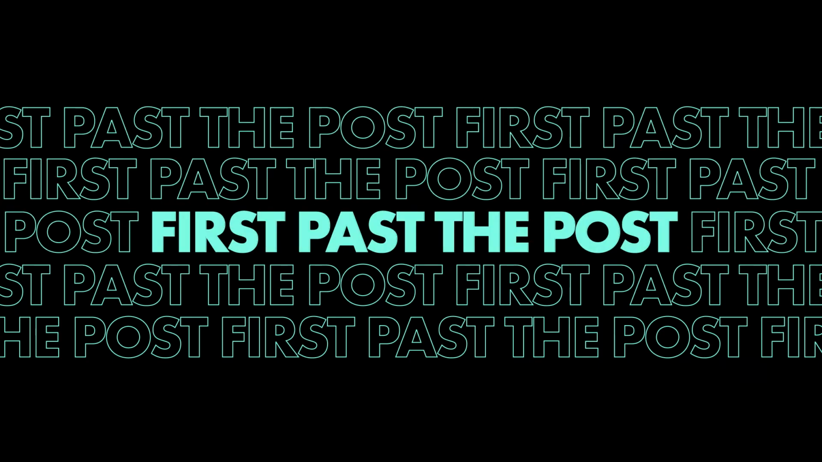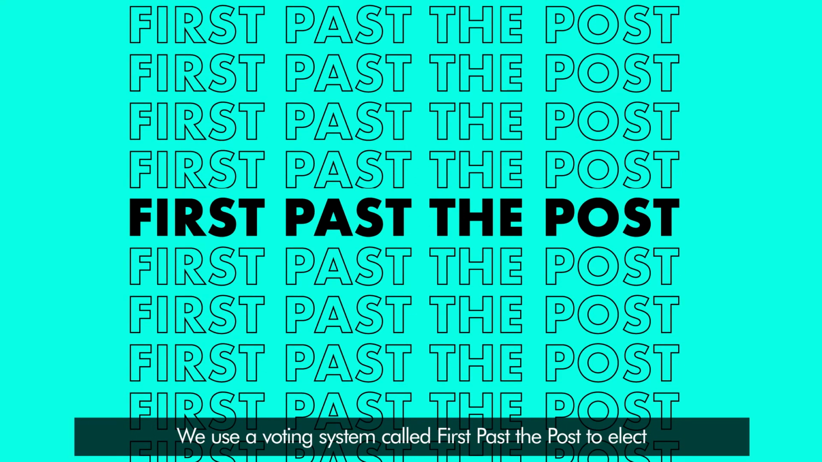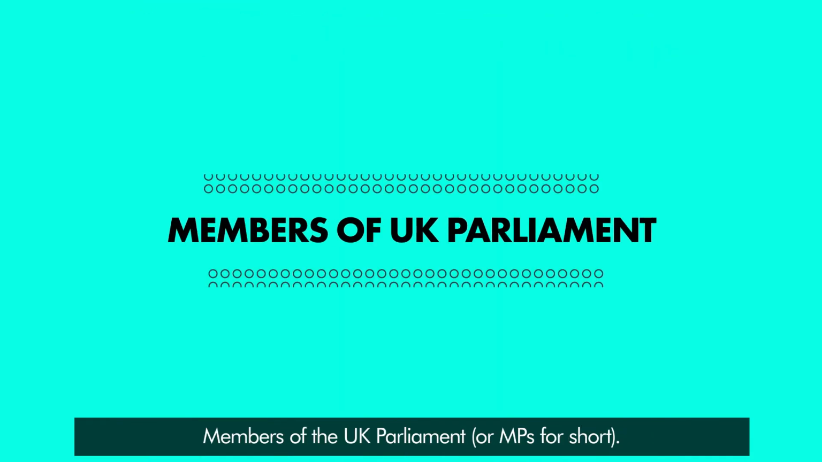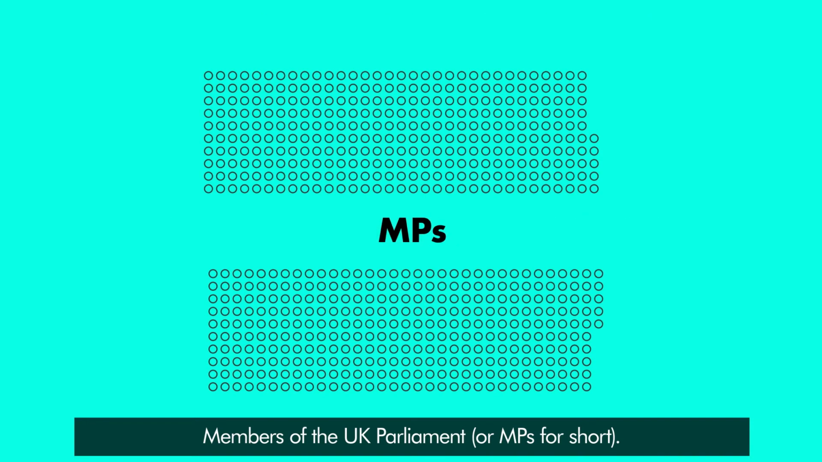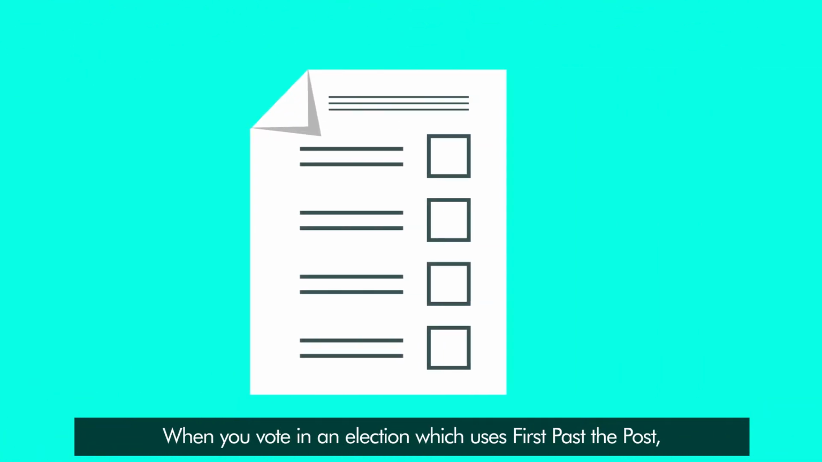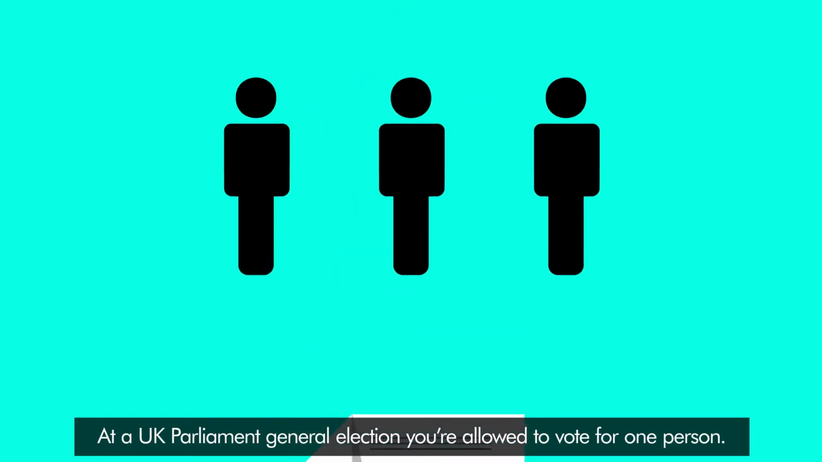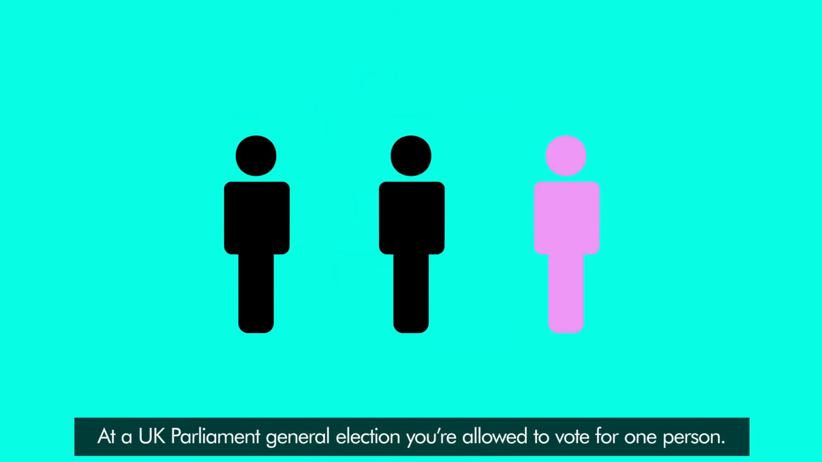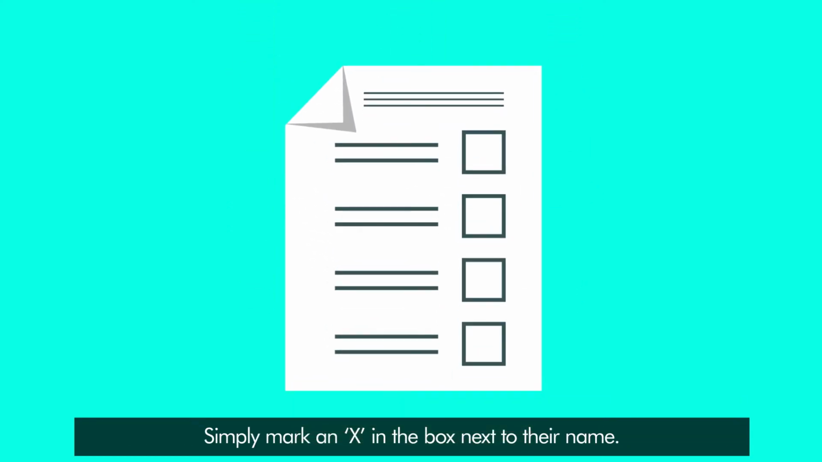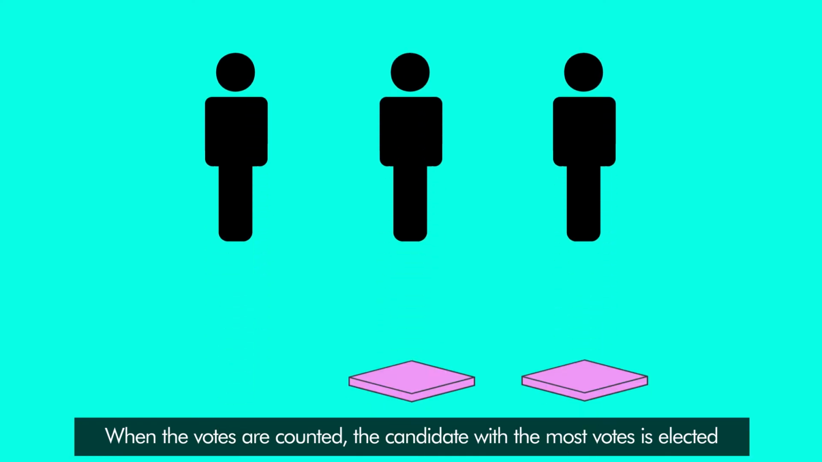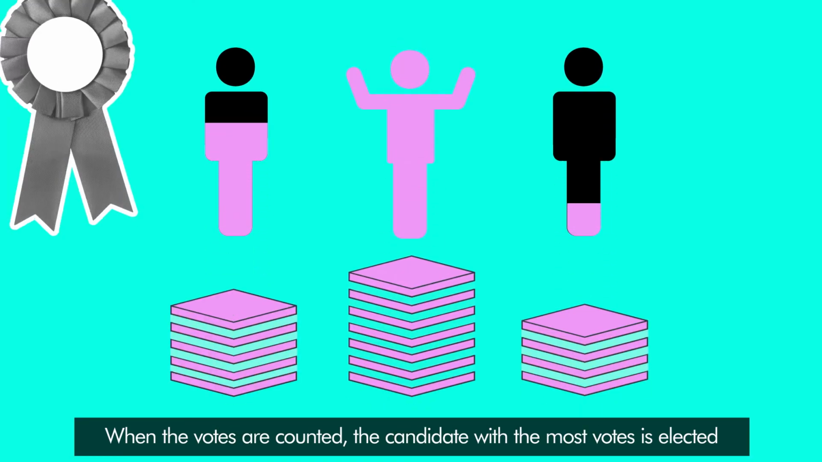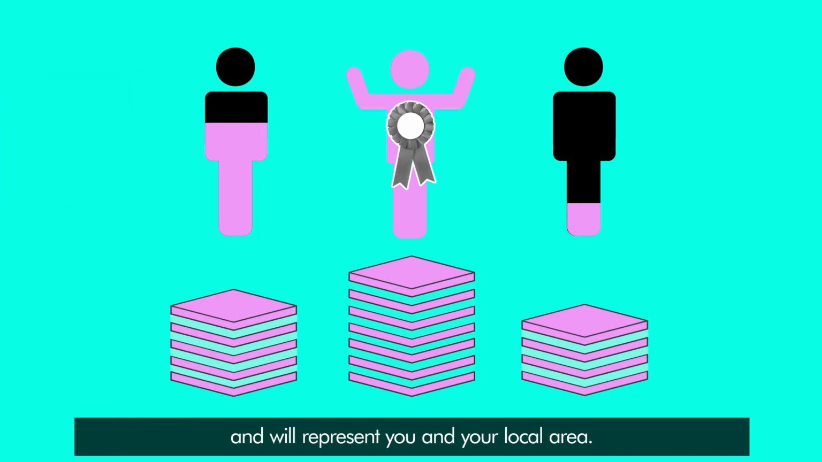First Past the Post. We use a voting system called First Past the Post to elect members of the UK Parliament, or MPs for short. When you vote in an election which uses First Past the Post, you'll be given 1 ballot paper. At a UK Parliament general election, you're allowed to vote for 1 person. Simply mark an X in the box next to their name. When the votes are counted, the candidate with the most votes is elected and will represent you and your local area.